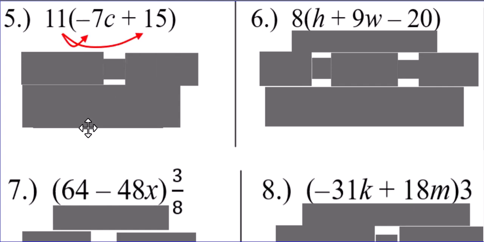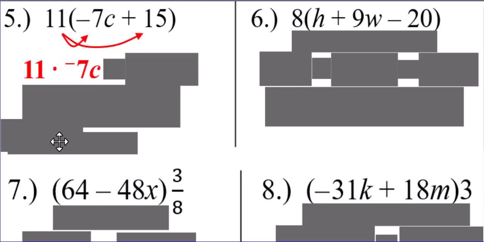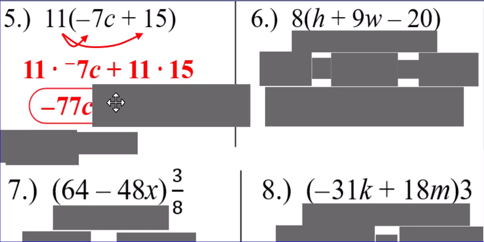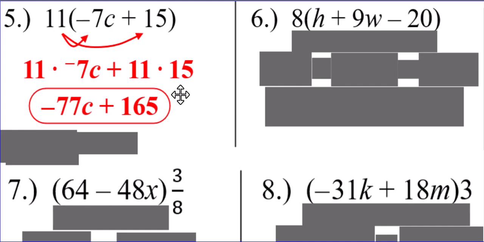Here we go. We're going to take that distributor, that multiplier, and distribute it to both terms. We're going to take 11 times negative 7c and 11 times 15. What do we have in between? We have addition. 11 times negative 7c is negative 77c, and 11 times 15 is 165.